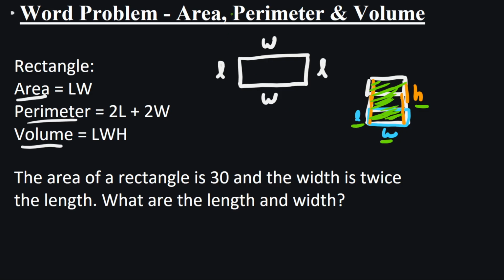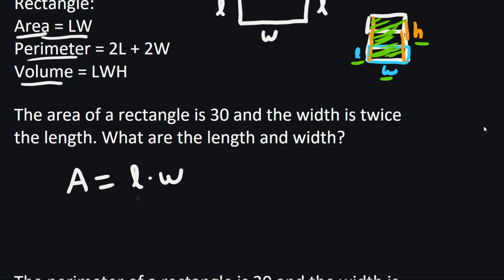Okay, so now that we understand those three concepts, let's go ahead and tackle some of these word problems. The first one reads, the area of a rectangle is 30, and the width is twice the length. What are the length and width? First of all, we know this is an area problem, so we have our first formula right here, the area formula. We know that the area, let's write it as A, equals length times width. So let's scroll down a little bit.